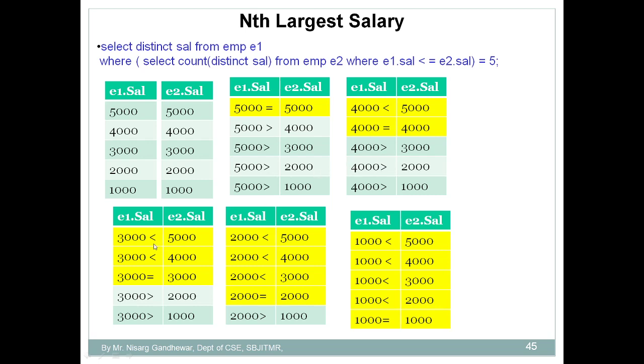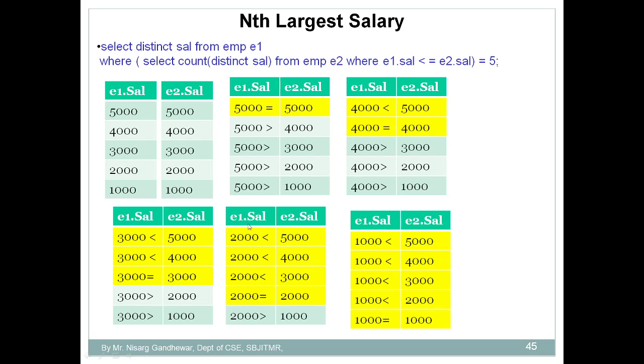Similarly, in the third iteration we consider the next value, that is 3000. 3000 is compared with all the values of E2.sal. Is 3000 less than 5000? Yes. Less than 4000? Yes. Less than or equal to 3000? Yes. But 3000 is not less than 2000. So we can say that this is the third largest salary of an employee.